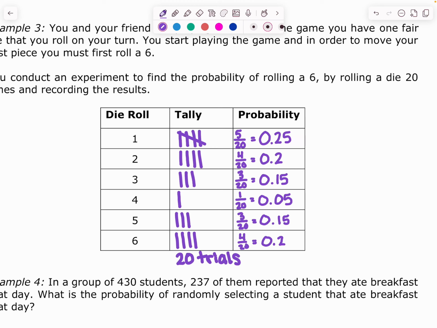And this is where we can check and make sure that the probabilities of our experiment sum to 1, as they should. If they don't, either we didn't actually have 20 trials or we messed up our rounding somewhere. So this is where you can check and make sure that it equals 1, and it does. And then we can actually answer the question now. So what is the probability that you roll a 6? Based off of this experiment, the probability of rolling a 6 is 0.2.